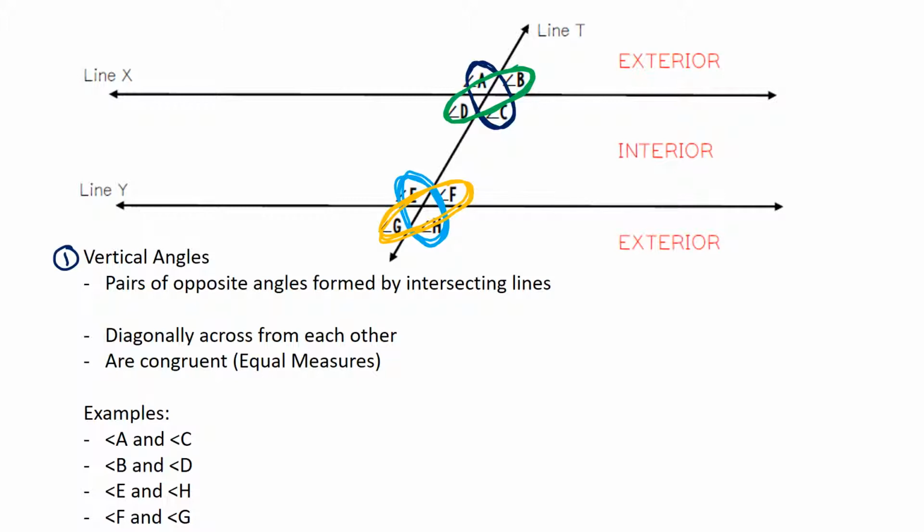It is important to note that vertical angles are congruent, meaning they are equal. So if angle A is 30 degrees, that means angle C is 30 degrees. If G is 90 degrees, F is 90 degrees. They have to match. They are equal.